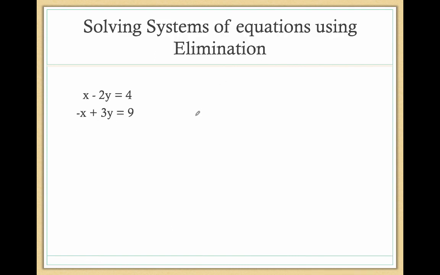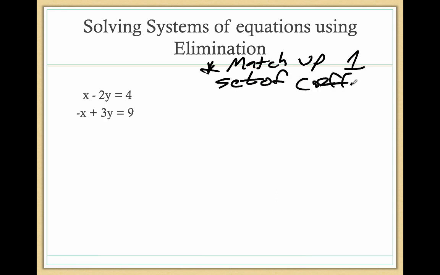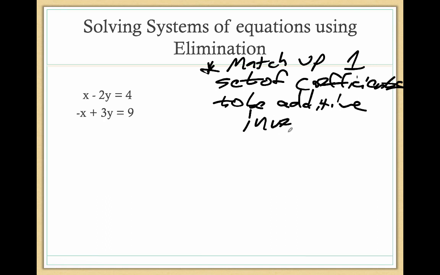Okay, elimination. We are going to get the coefficients. Coefficient is the number in front of a variable to be additive inverses. So you're going to match up one set of coefficients to be additive inverses. What does it mean to be additive inverses? It means when you add them together, you get 0. That's the technical term for positive 1, negative 1, positive 3, negative 3, positive 7, negative 7.